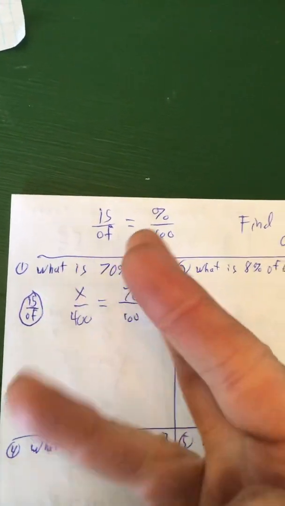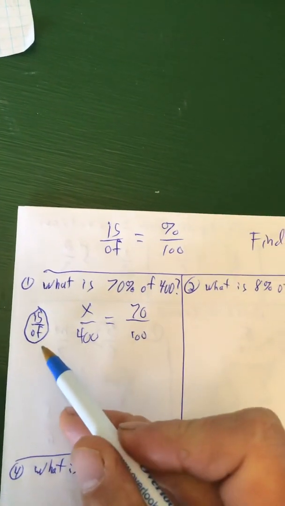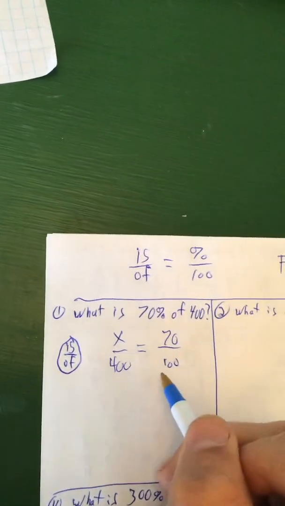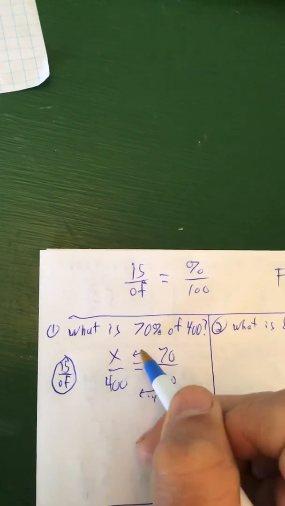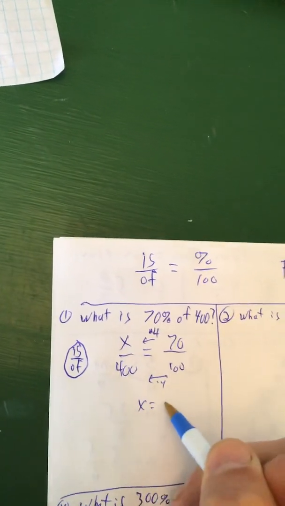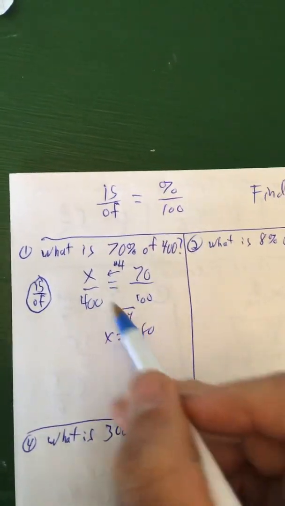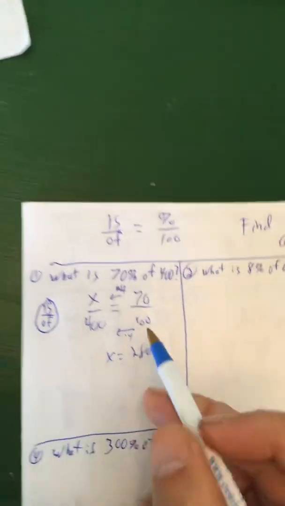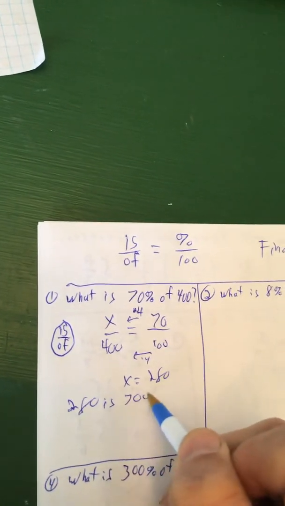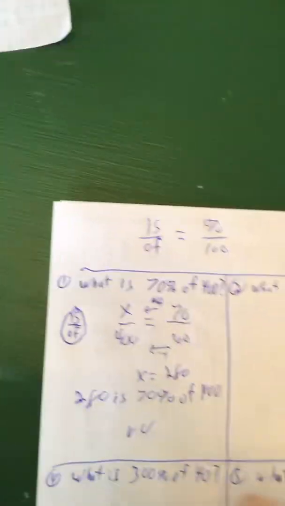Once you have this, now you're just going to do door number 1 or door number 2 or door number 3. I really don't care which way you do it. Here, this is just times 4, times 4, isn't it? So doesn't x equal 280? Now I'm going to write my sentence, plugging in my answer. So rather than saying what, I'm going to say 280 is 70% of 400.